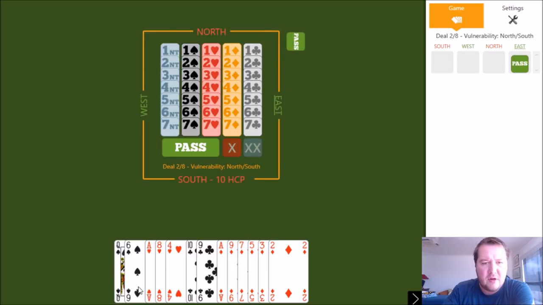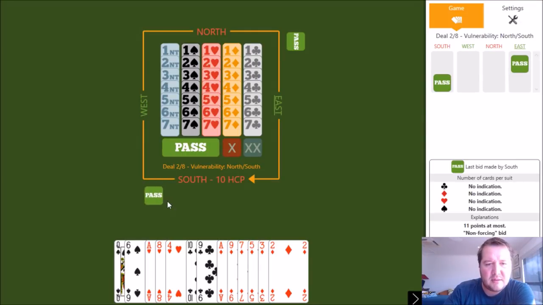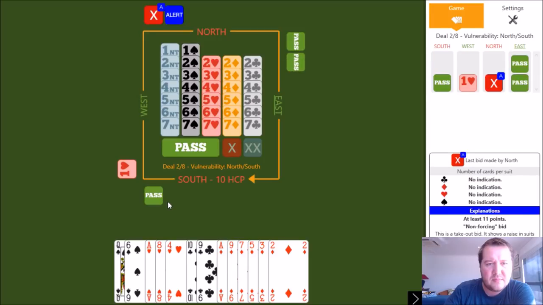Moving on to board number 2, this time we've got a 10 count, we're vulnerable against not. I do have 6 diamonds. Question is, is this worth opening? And it's close, but I'm going to pass. Takeout double from my partner, opposite a passed hand.